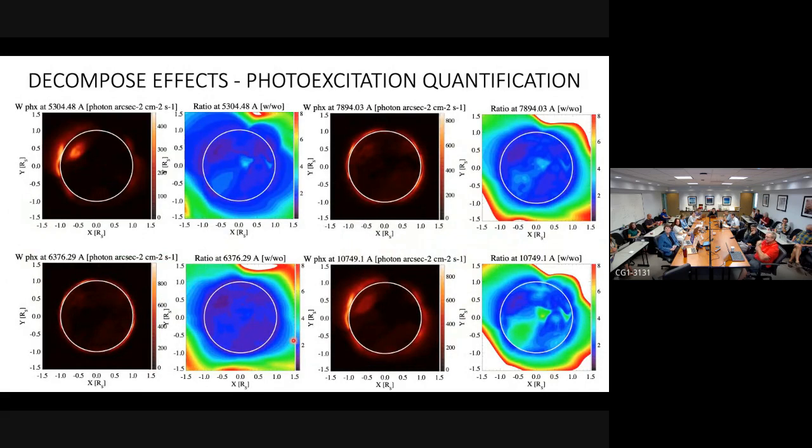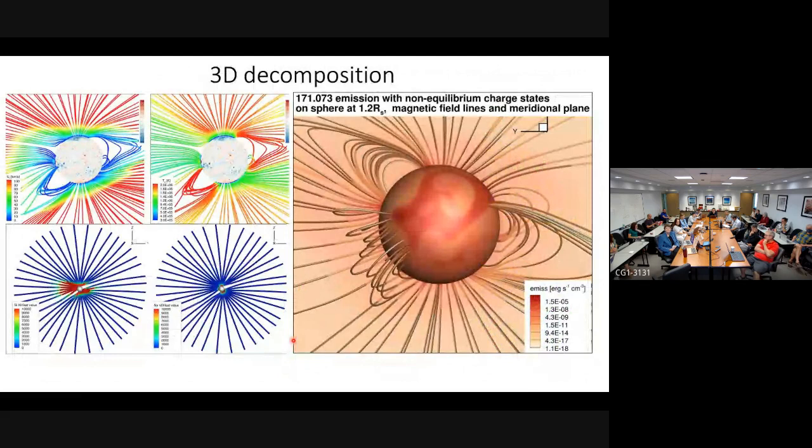Yes. So what I said, you can decompose effects. You can take off the photoexcitation of different lines and see how much they affect the same image. And also you can do 3D decomposition. I went back to 171. Here the field lines are colored with the radial speed and the electron temperature, and here I show how the different ions freeze in along the field lines.